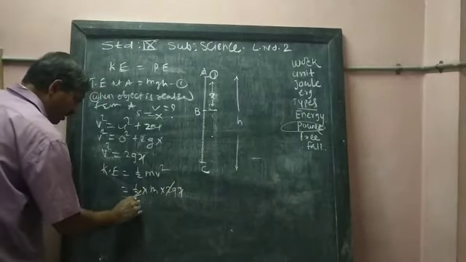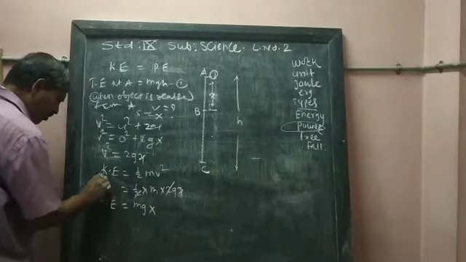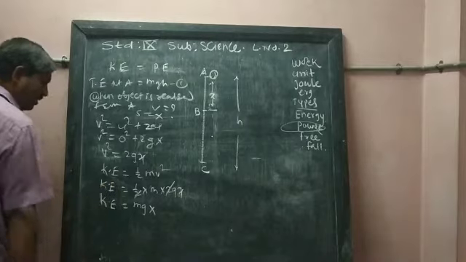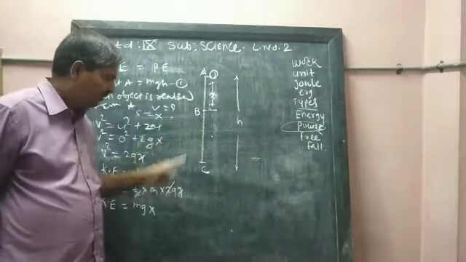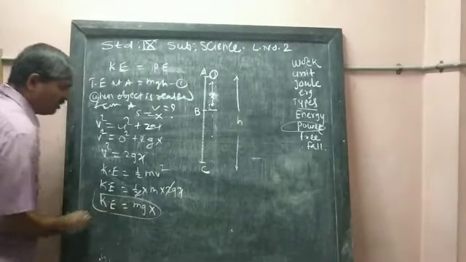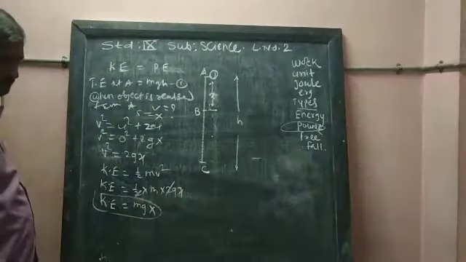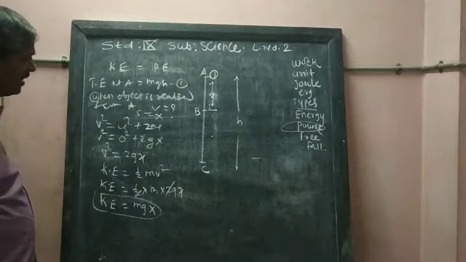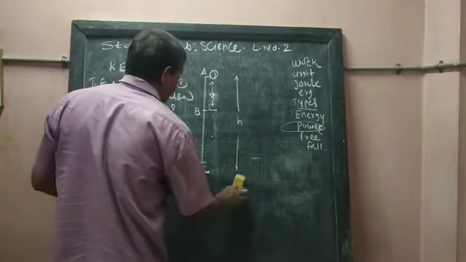These two cancelled. What can we get? mgx. When the object is released from point A up till B, then its kinetic energy is mgx. Then what is the potential energy when it reaches point B? That we have to calculate, and therefore we will calculate it.